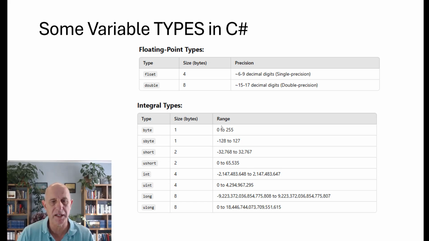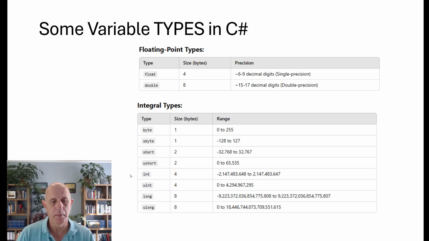So you have a byte. It can take a value from 0 to 255. Of these, the most important probably is the integer. It takes 4 bytes, and you can see it can hold quite a big range of numbers. Of course, these are whole numbers. They can't have decimal points. They are integral types. And of all of these, probably the one you will use the most is simply the integer.